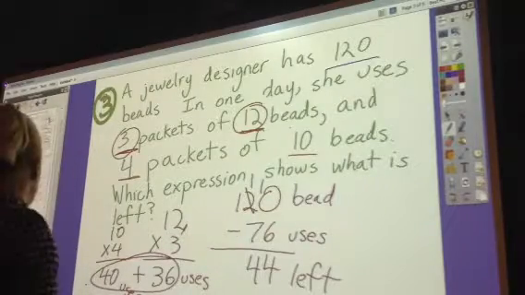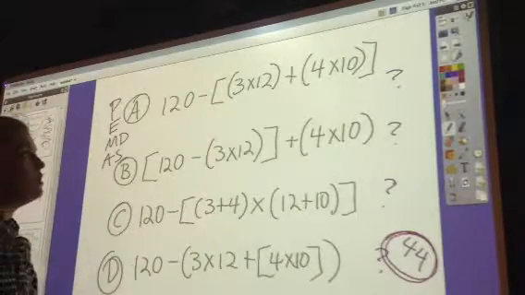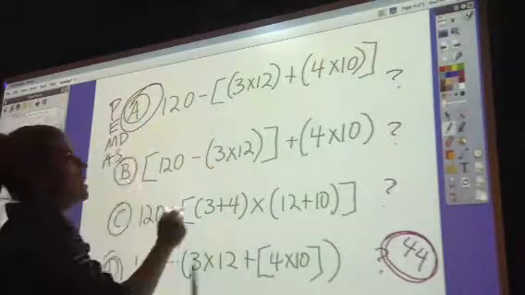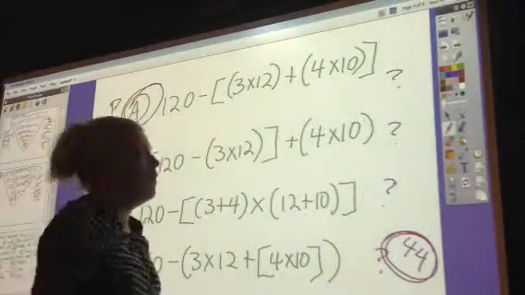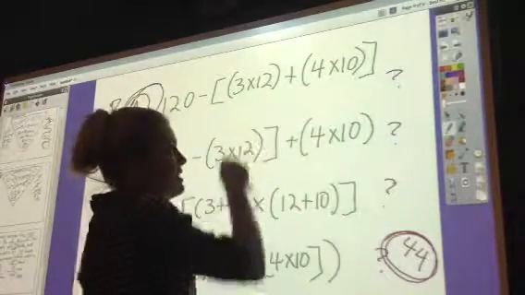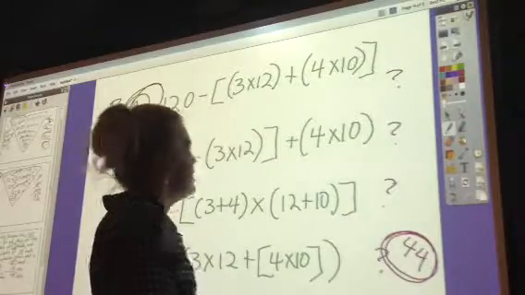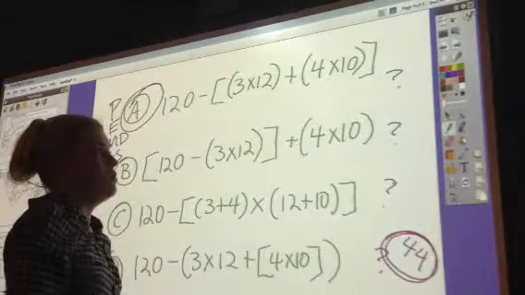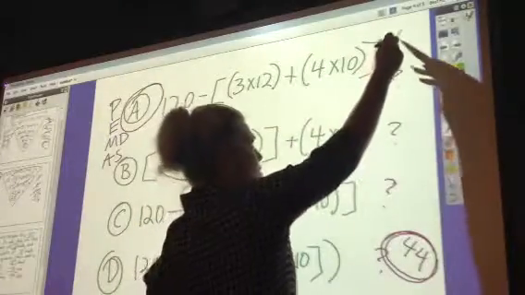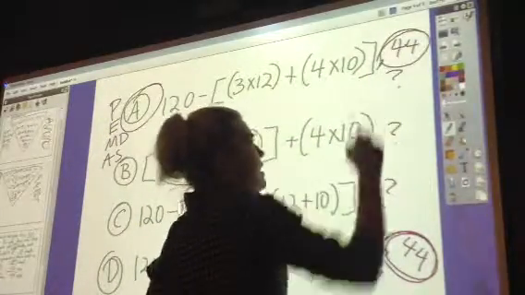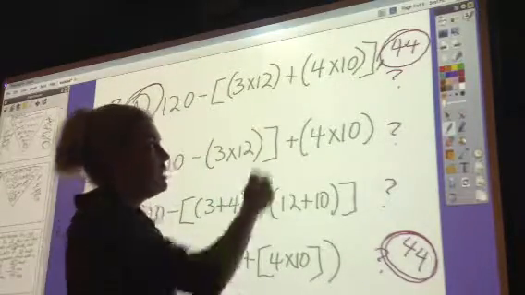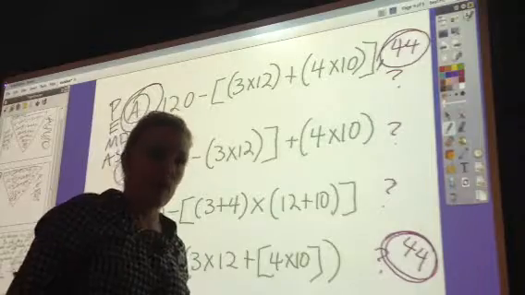subtracted from 120. When you look at those equations given, this would be the one in which they multiplied 3 times 12, they multiplied 4 times 10, they added that together to give us the 76, and then they subtracted it from 120. If you had just done the order of operations on this first one, you would have found out that you got the answer 44. Of course, you would want to check and make sure the others don't, but it's highly likely that it would have been that one.